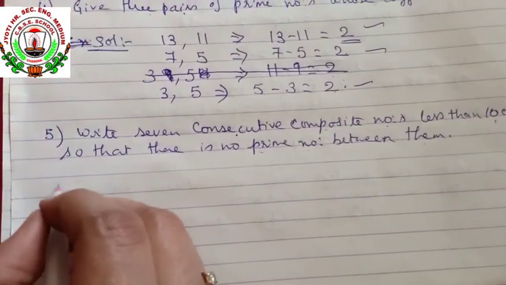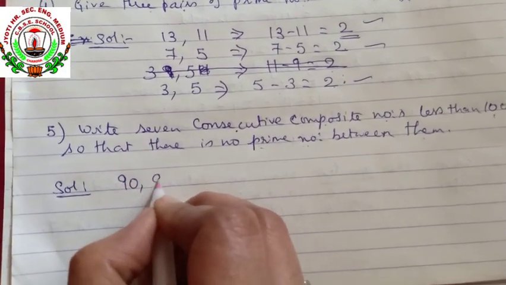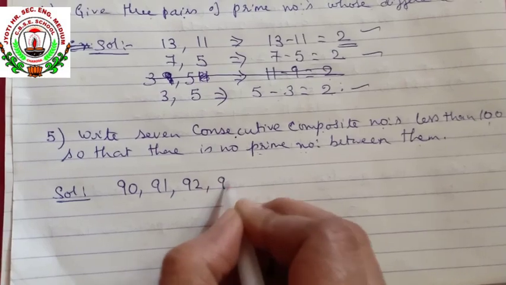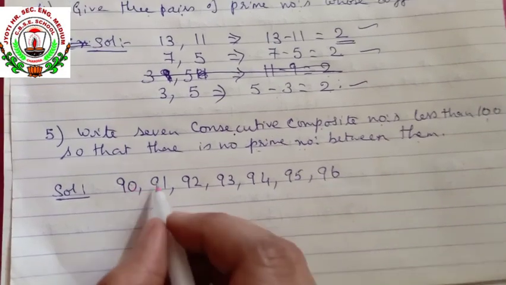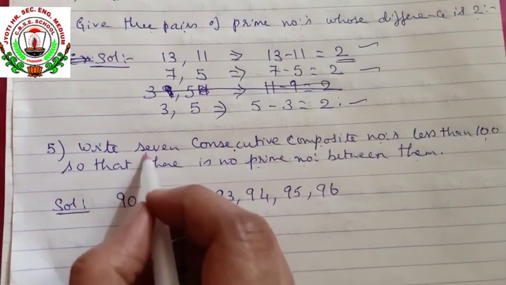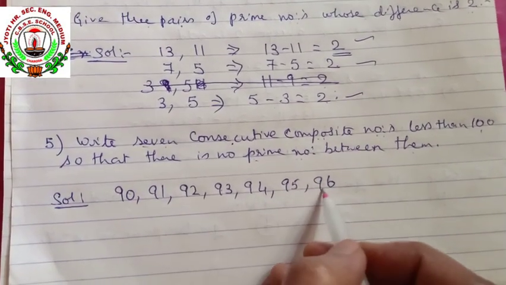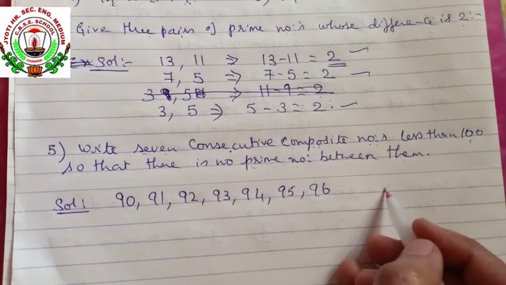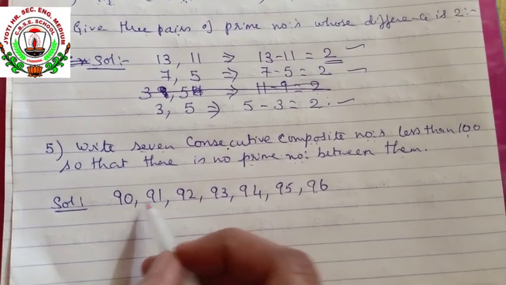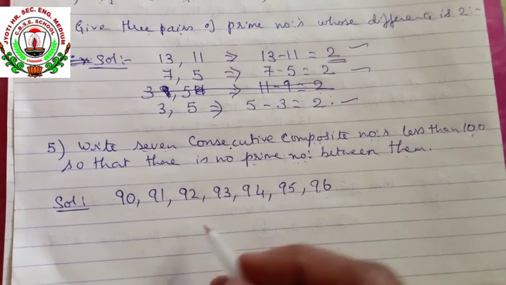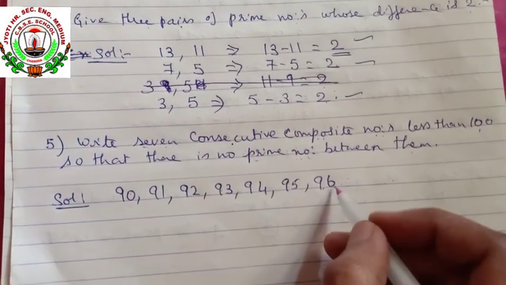For the solution, starting from 90: 90, 91, 92, 93, 94, 95 and 96. 1, 2, 3, 4, 5, 6, 7. They have asked for 7 consecutive composite numbers. They are in a line and they are 7. After this, again an even number is coming. They asked for no prime number between them, so there is no prime number between them. These are the 7 consecutive composite numbers less than 100.